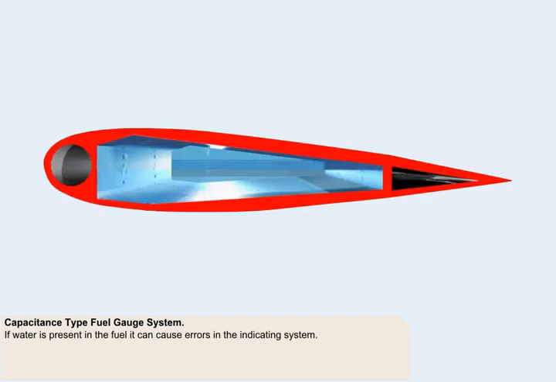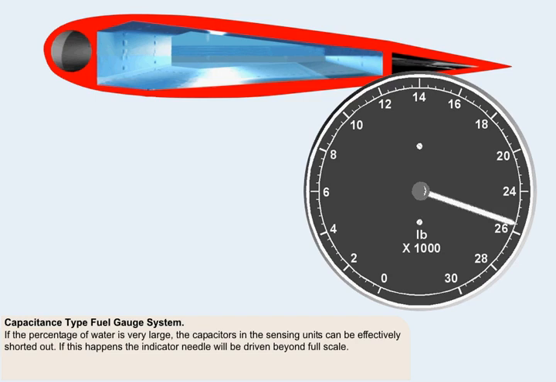If water is present in the fuel, it can cause errors in the indicating system. If the percentage of water is very large, the capacitors in the sensing units can be effectively shorted out. If this happens, the indicator needle will be driven beyond full scale.